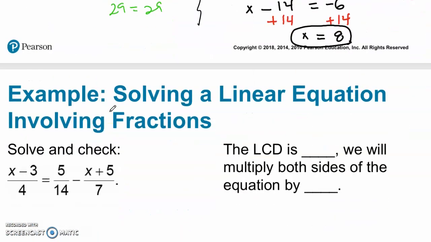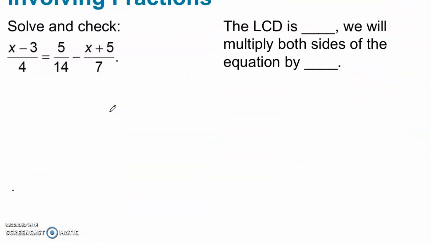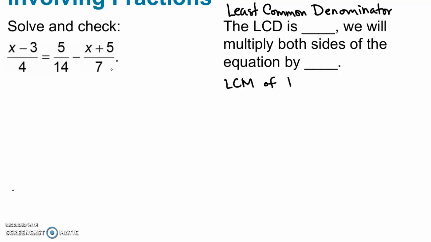So now let's look at it with this problem. In this problem, we have 3 denominators. We have to find what's called the LCD, or the least common denominator. And so how am I going to pick out the least common denominator? The least common denominator is going to be the least common multiple of the denominators. That's what it is.